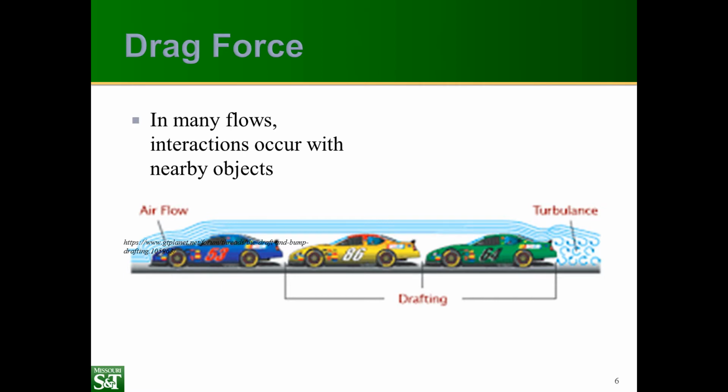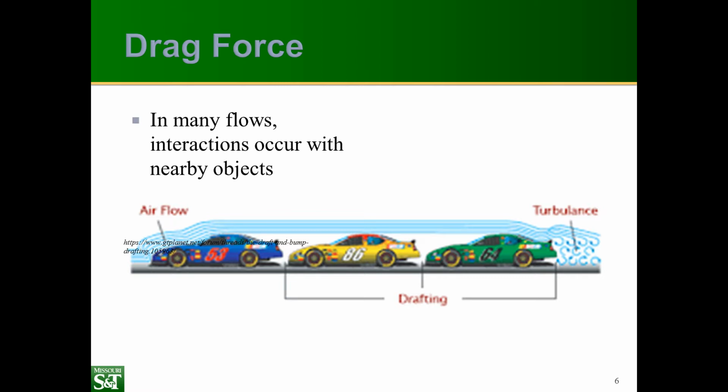So we can look at drafting in racing, where the second car is inside the turbulent wake of the first car. This reduces the pressure force on the front side and reduces the power required to keep moving at a given speed. And that helps reduce fuel consumption, and so the car doesn't have to stop for pit stops as often, and so on.